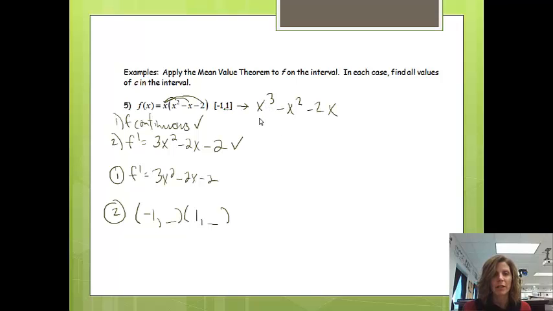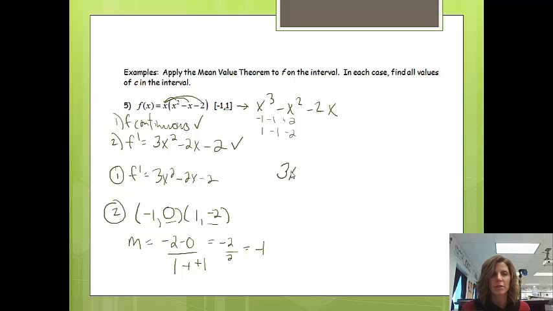So if I plug in -1, I'm going to get -1 minus 1 plus 2. That should give me 0. And then if I put 1 in, I'll get 1 minus 1 minus 2. That should give me -2. So the slope, y2 minus y1 over x2 minus x1, will give me -2 over 2, which gives me -1. So the mean value theorem states that somewhere the derivative will equal that slope.